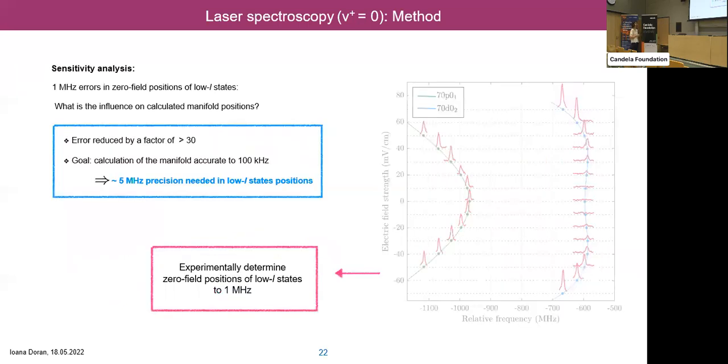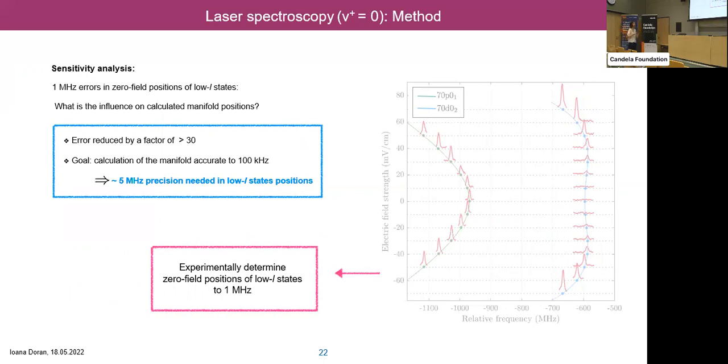Good. So now I told you before that the effect of the zero field position of these low L states will be much smaller than before by using the Stark effect. And so now we need to quantify exactly how much smaller this will be. And for this, we perform a sensitivity analysis. So this means that we shift the zero field position of low L states by 1 megahertz at zero field, and then we see what kind of effect this has on the manifold.